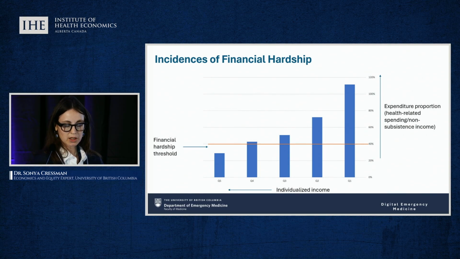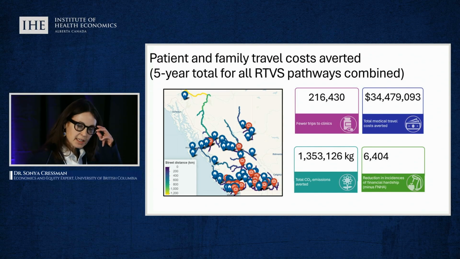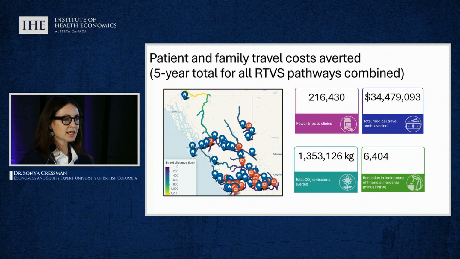So some patients on the lowest income quintile on the right are paying over 100% of what they have available for a single visit to an emergency department. So that would be something that you want to keep an eye on and be able to hopefully mitigate. We've used the GEF calculator and looked at patient and family costs for RTVS this year, and in our 5-year report, we've estimated that $34 million have been retained in patients' pockets over the past 5 years from this network of virtual services, and that reduced cumulatively over 6,000 incidences of financial hardship in BC. That's the type of travel that was averted due to the program.